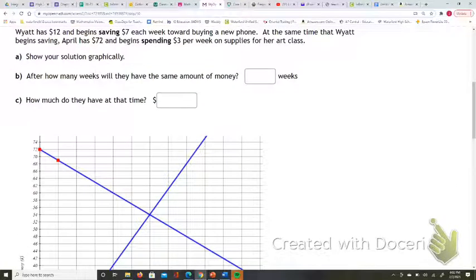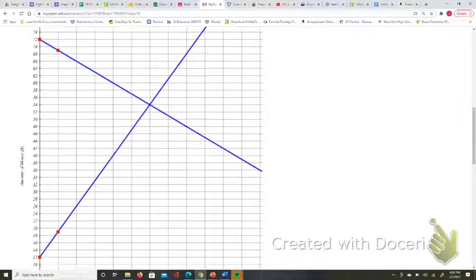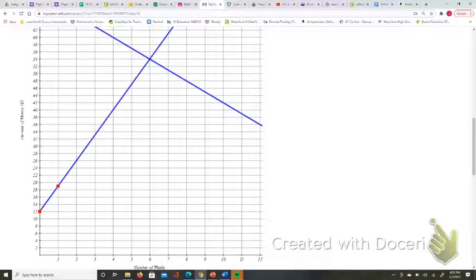So it says show your solution graphically, which we did. That's our solution right there. Then it says after how many weeks will they have the same amount of money? So it's right there. So if I grab my iPad, where they cross is right there, and it looks like we're at 6 weeks. And it looks like we're at $54. So at 6 weeks, they're both going to have $54.